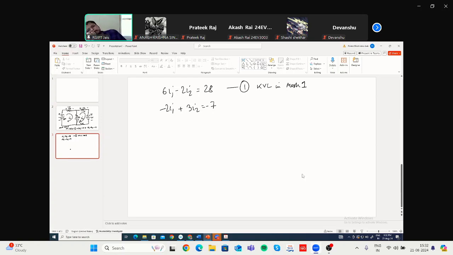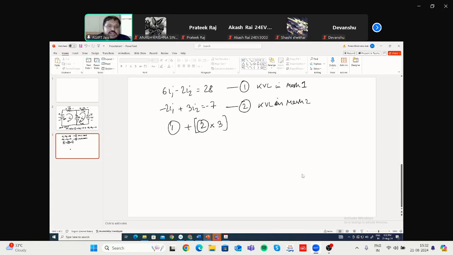Okay, so this is equation 2. That means applying KVL in mesh 2. Now, can we add the first equation with the second equation, and we multiply, let us say, by 3? That means first we are multiplying the second equation with a scalar value 3, and then adding this.